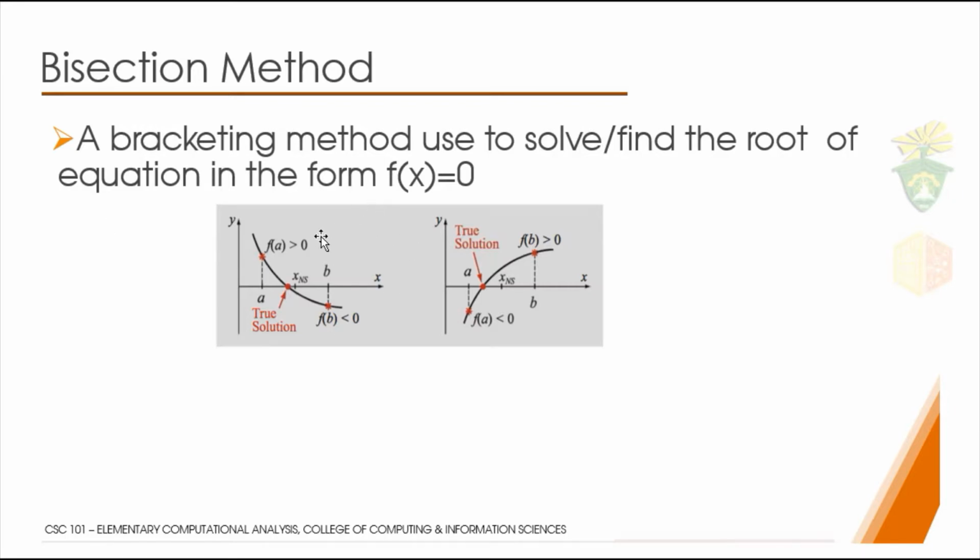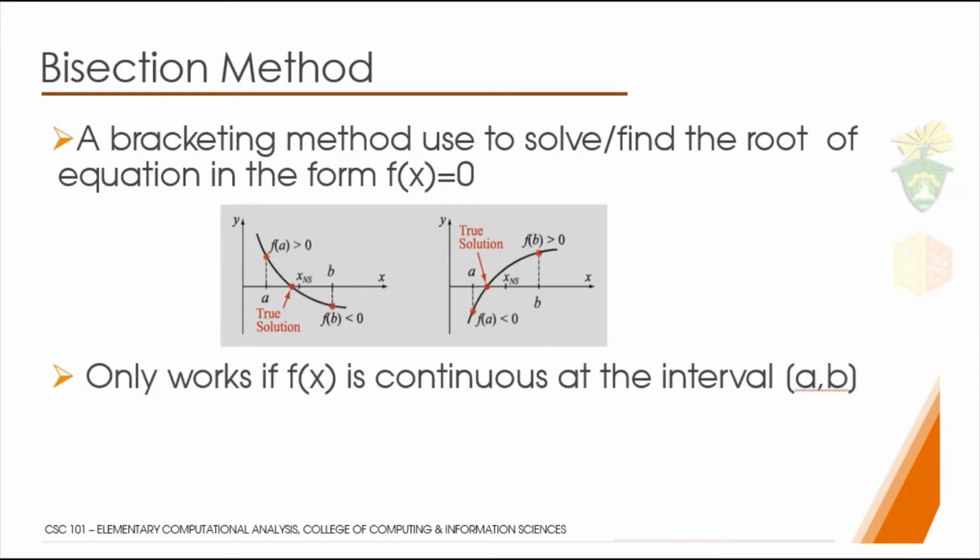As you can see in this image, we have an interval from a to b, and then we make sure that the solution is within this interval. It is also important to note that in this method, f of x should be continuous in this interval for this method to have a solution. That means this function should be continuous in that interval, so that the bisection method would work.